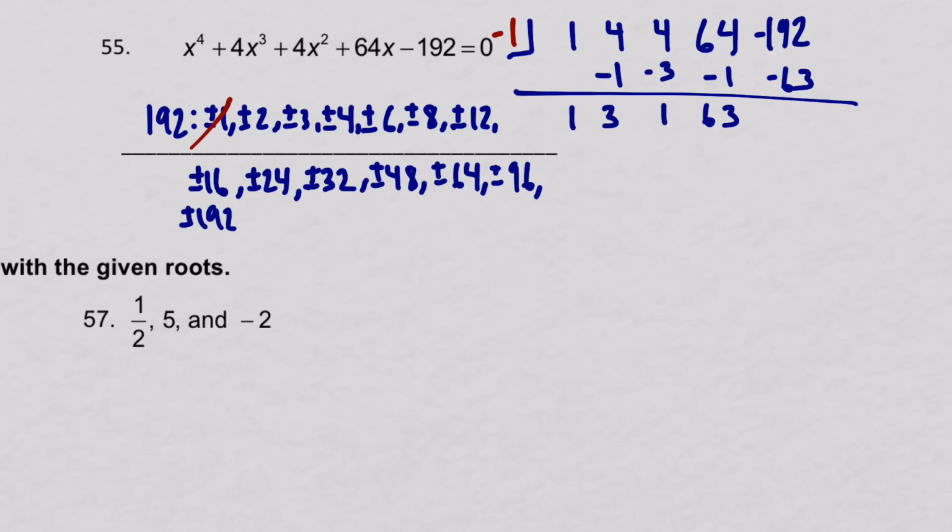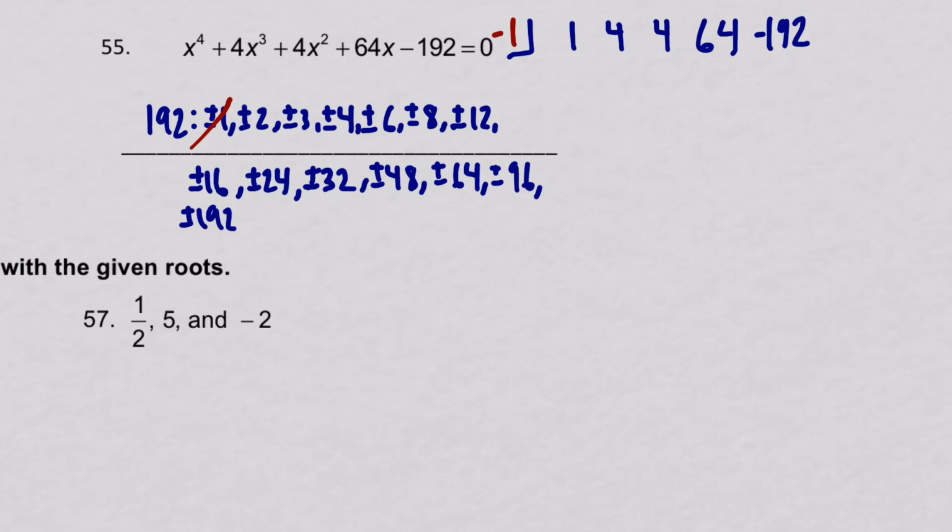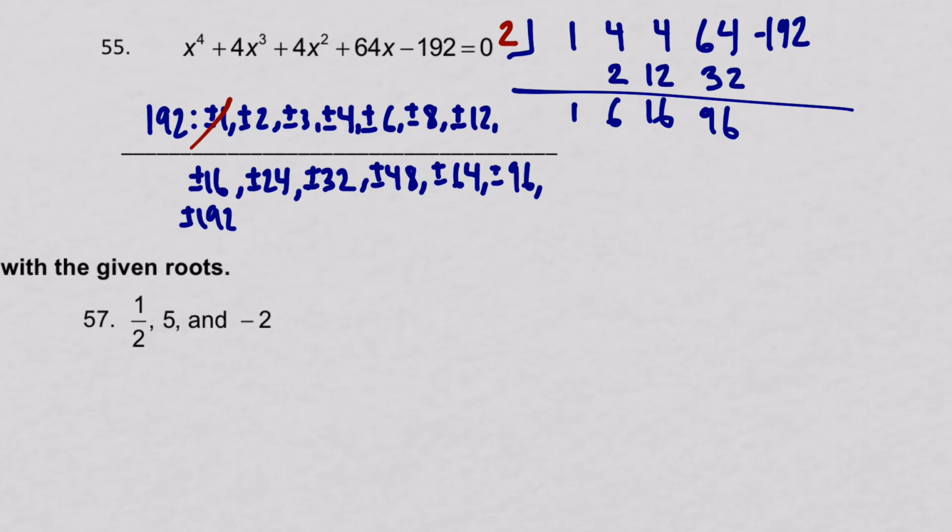Okay, so let's erase that one and try 2. And we've tried two numbers already. Hopefully we don't have to try that many before we find it. Okay, so let's try 2. Bring down the 1. 2 times 1 is 2. 4 and 2 makes 6. 2 times 6 is 12. 4 and 12 makes 16. 2 times 16 is 32. 64 and 32 make 96. 2 times 96 is 192. Yes, we did. We found it. We found the first one. We didn't find all of them, but we found the first one.